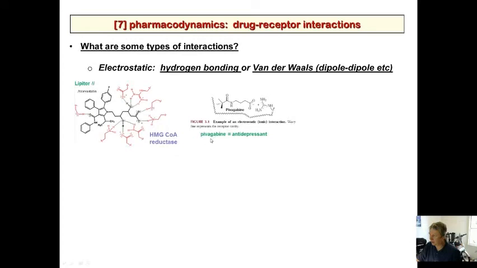And this is pivagabine, which is an antidepressant, one of the different types of antidepressants. I don't know exactly how this works as an antidepressant, but it is a good example of an ionic interaction in an active site, or between the drug and the receptor. Okay.